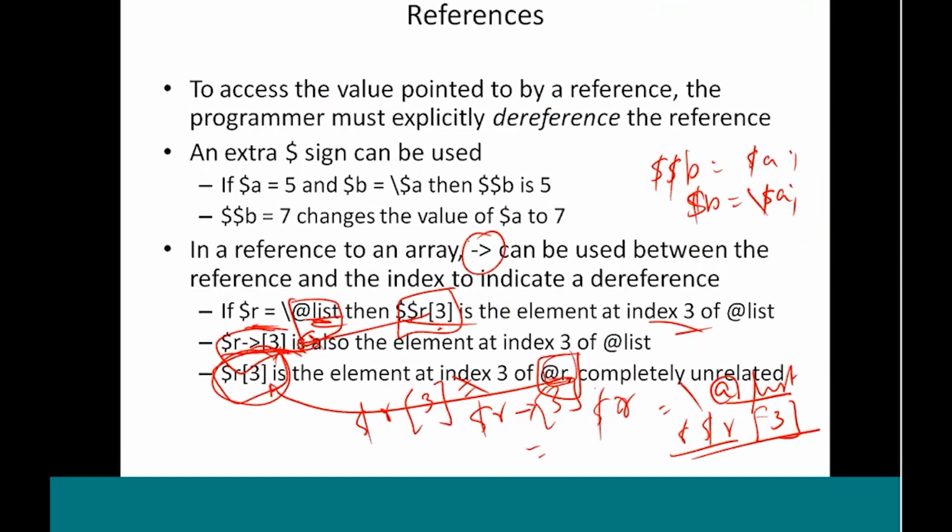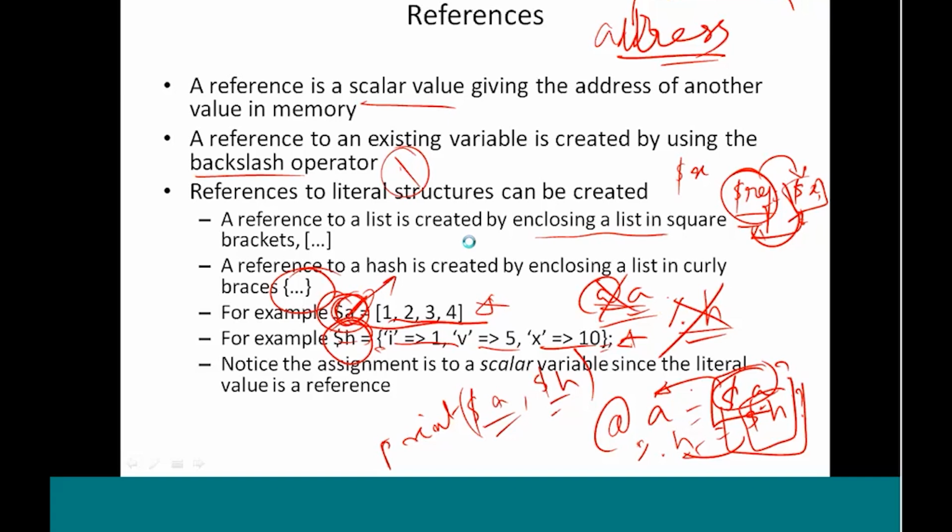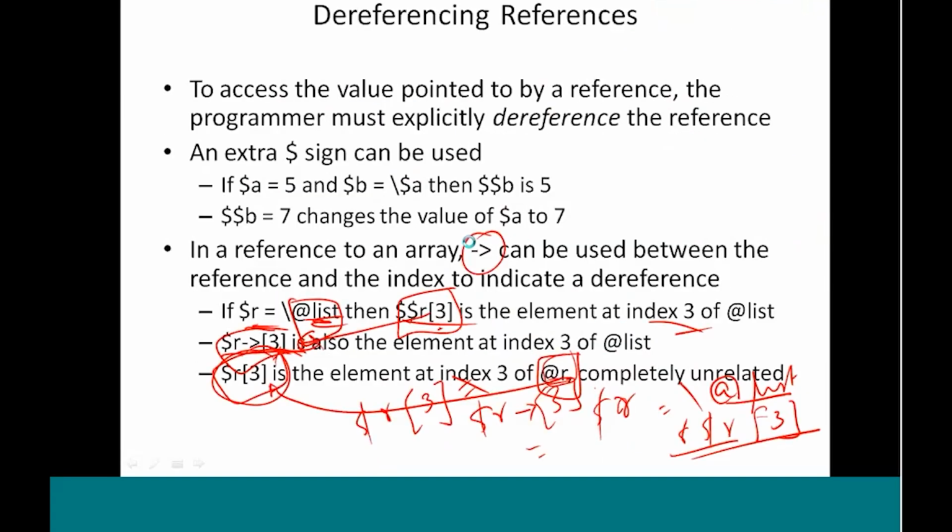And the other one is, now that we have gotten the references to these variables, how do we dereference them or get back the original array, original lists or original hashes? How do we get back to that? For that we can use the extra dollar sign, essentially like $$B, and then for an array we use the dash and then the greater than sign, which is an arrow sign. Basically this arrow is made out of a dash and a greater than sign.